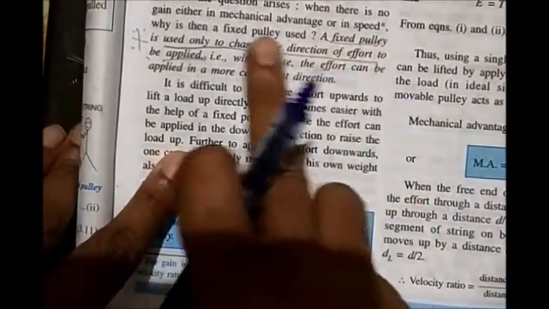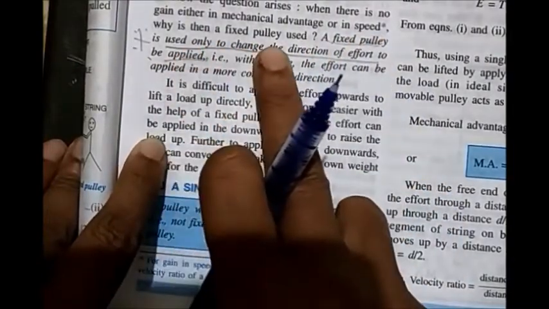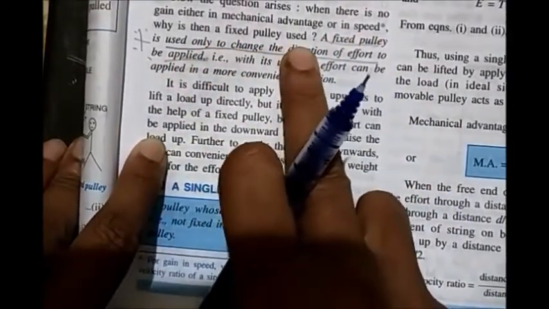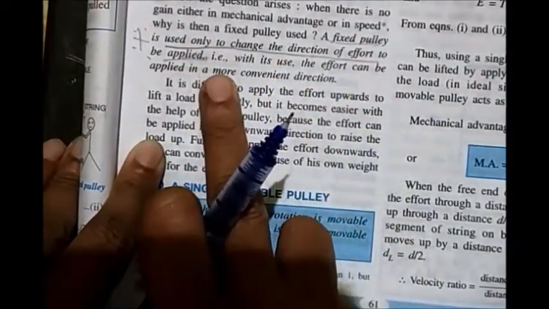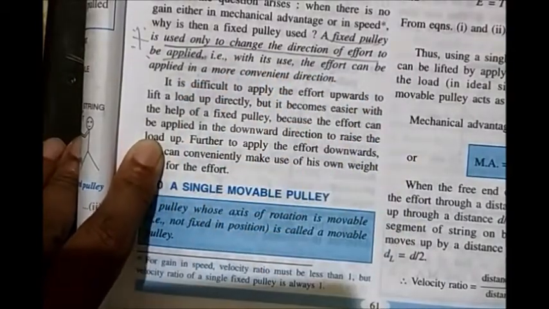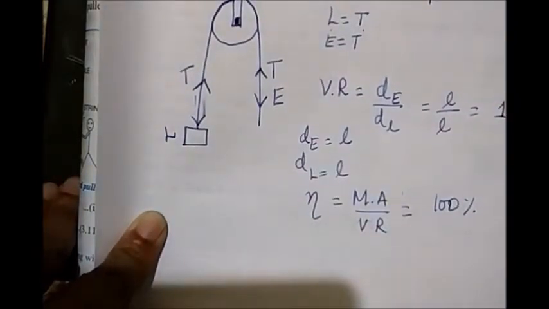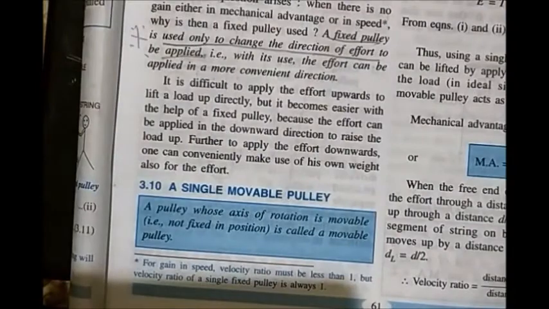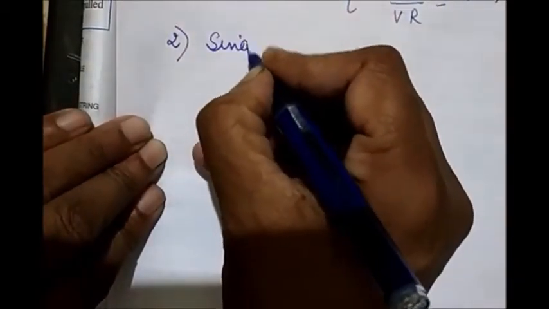Okay. So this is another question that is asked. When there is no gain either in MA or in speed, why is it called a fixed pulley? Why is it then used? The answer will be, its purpose is only to change the direction of effort to be applied, that is, to a convenient direction. Nothing else. No gain in speed, no gain in force also. So that conclusion also you have to remember. Now we go to the next type, the second type of pulley that we have, that is single movable pulley.